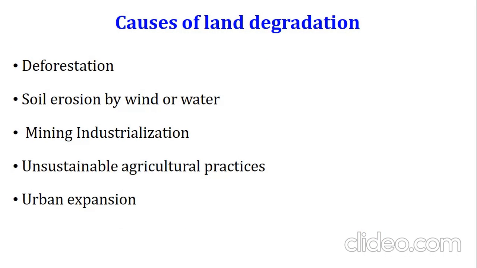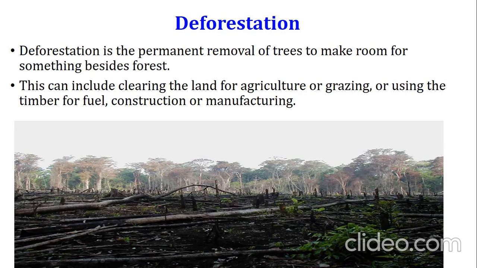What are the major causes of land degradation? Deforestation, soil erosion by wind or water, mining, industrialization, unsustainable agricultural practices, and urban expansion are the major causes of land degradation. The first reason is deforestation.